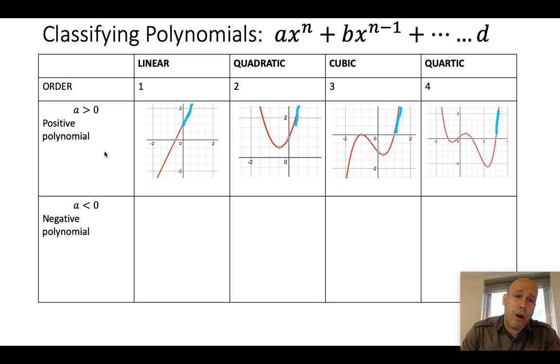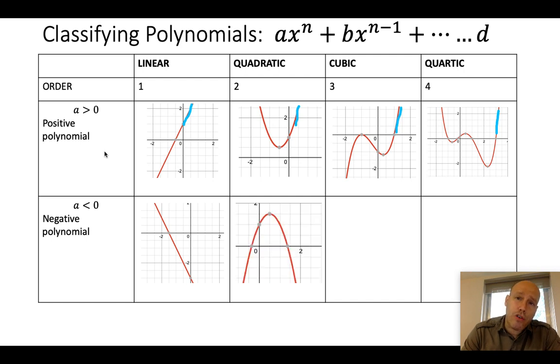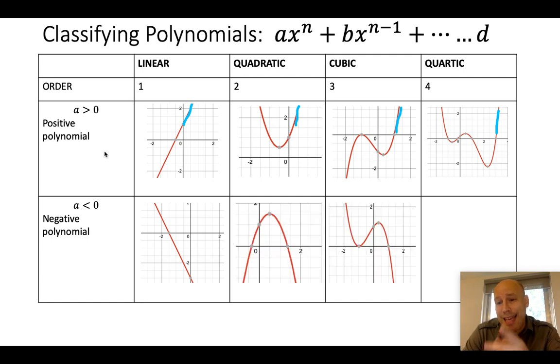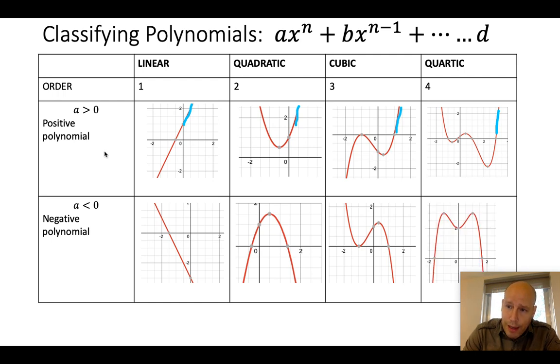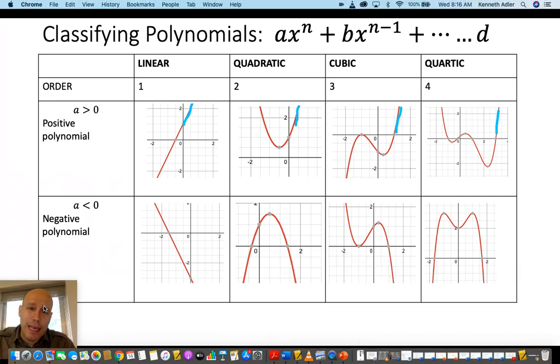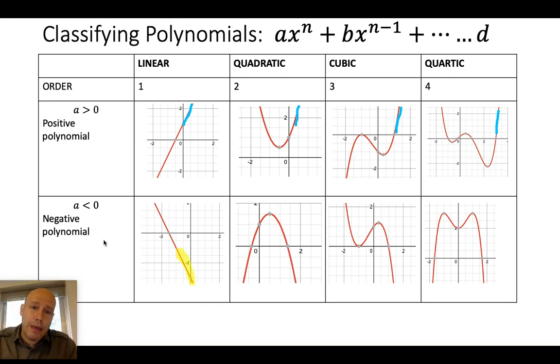If a is less than 0, we call it a negative polynomial, and we can see with the linear, it's decreasing. A quadratic is the frown. Cubic looks like this, and the quartic looks like this. And the idea is that as x goes off to infinity, the linear equation is decreasing to negative infinity. Once again, we don't know where it came from, but we do know as x goes to infinity, the function is going off to negative infinity.